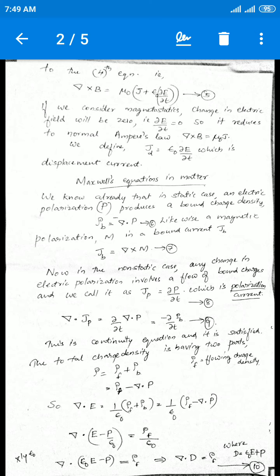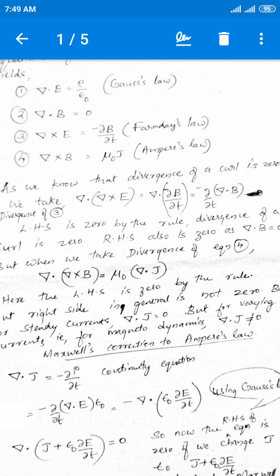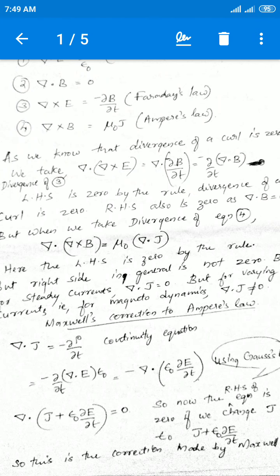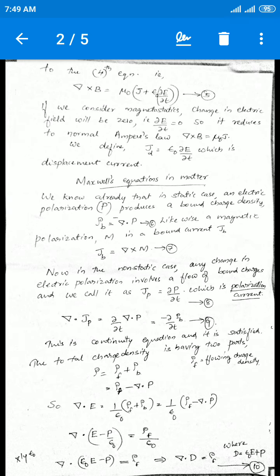So the right hand side is now correct when you take its divergence, isn't it? Because we already showed that del dot of J plus epsilon 0 dou E by dou T is 0. So if you take the divergence of the right hand side, you will get 0. So this is now corrected. Always remember this equation. This is the fourth Maxwell's equation, the corrected Maxwell's equation.